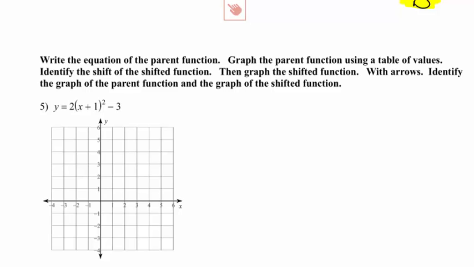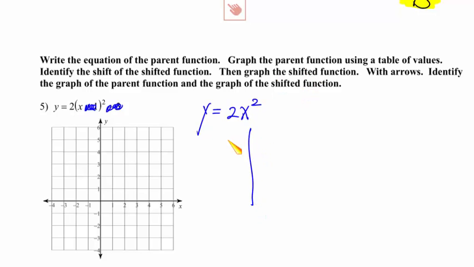Okay, let's see, what do I have? The parent function is not going to have the +1 or the -3 tacked on. It's just going to be y equals 2x squared. So that's the parent function.